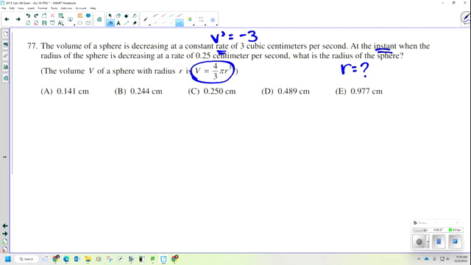They want us to know the radius right at the instant when the radius of the sphere is decreasing at a rate of 0.25. So it's not the radius, but the derivative of the radius, which is -0.25 because it's a decreasing rate. They give us two rates here.